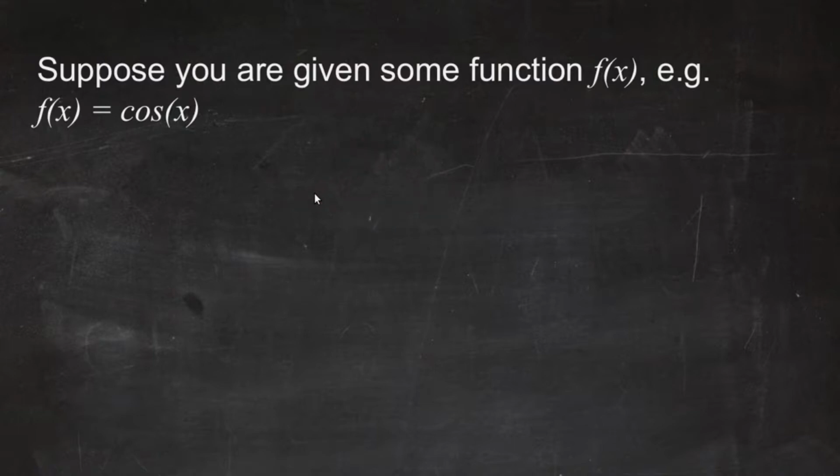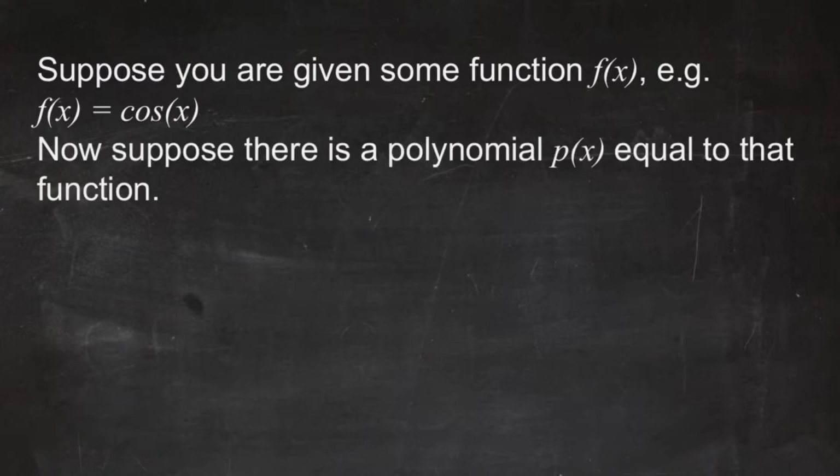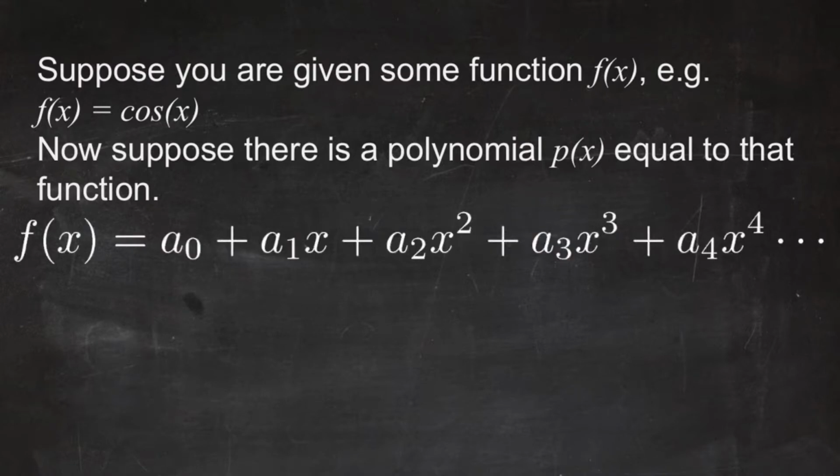So what else can we do? Well, it would be nice if we had a way to define this function that only used the operations we know how to do, which are addition, subtraction, multiplication, division, and exponentiation, raising to a power. So suppose there's a polynomial that's equal to f of x. We know there isn't a polynomial that's equal to cosine x, at least not one with a finite number of terms. But let's suppose that there was.